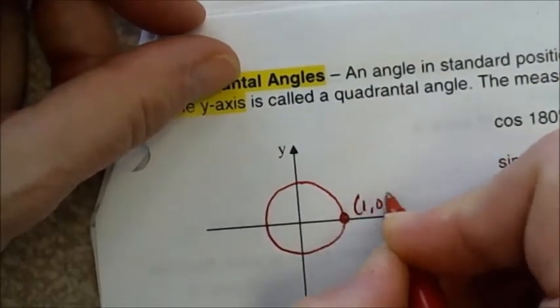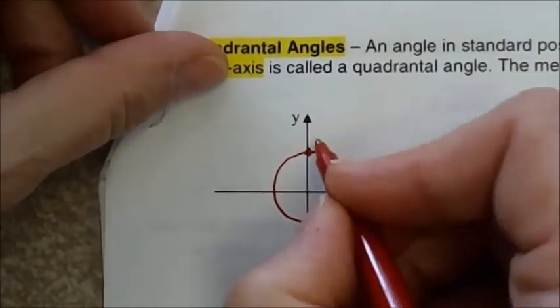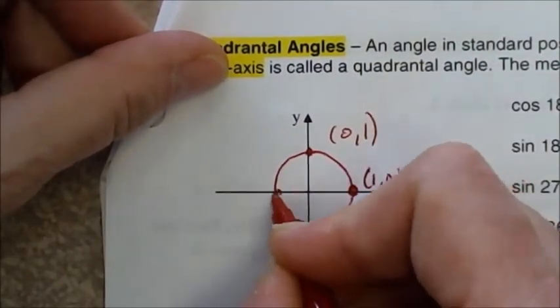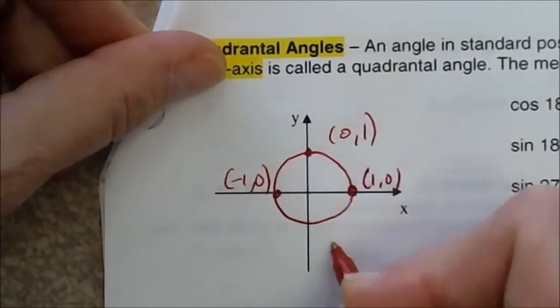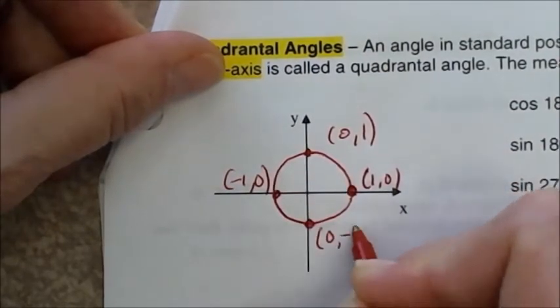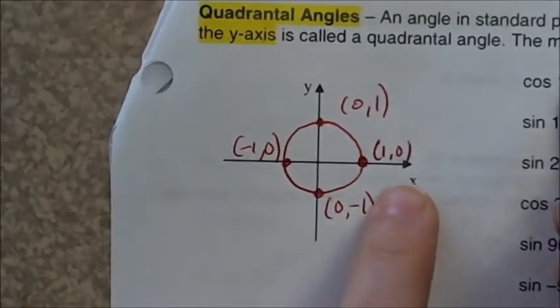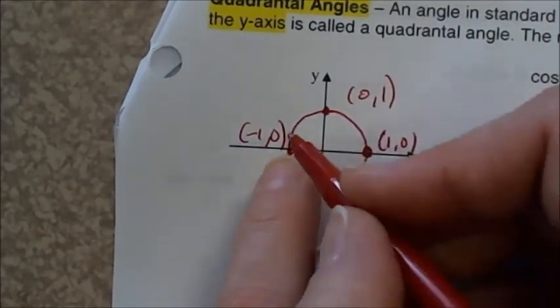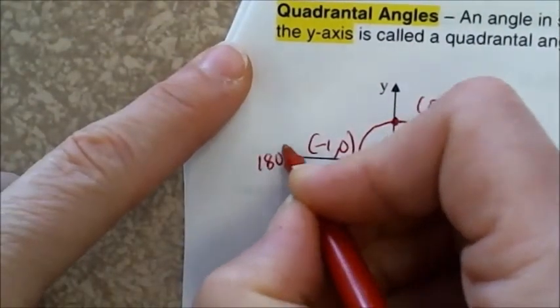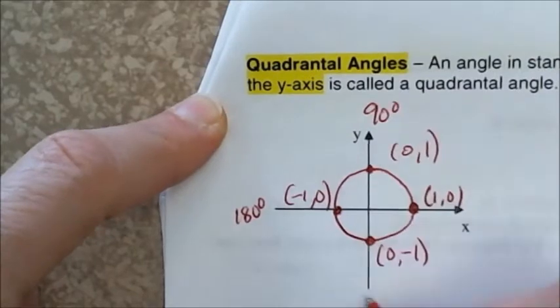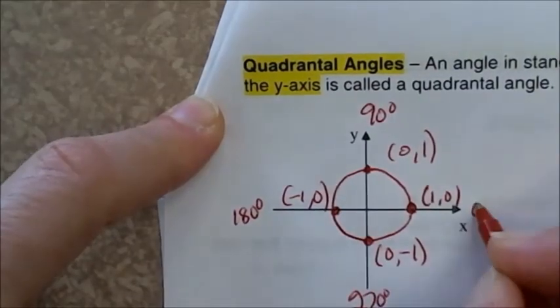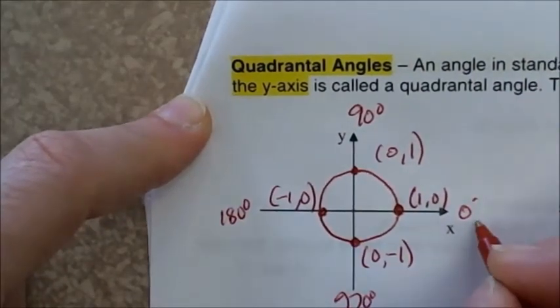So we've got this as 1, 0. This point on the unit circle is 0, 1. This point is -1, 0. And this point down here is 0, -1. So if we want to go to the cosine of 180, we go over here. This is 180 degrees. This up here is 90 degrees. Here's 270 degrees. And here's 0 degrees, or 360.